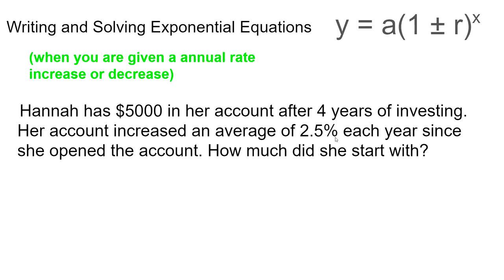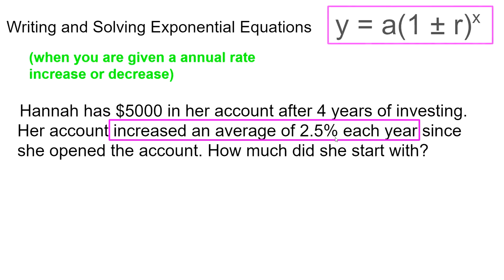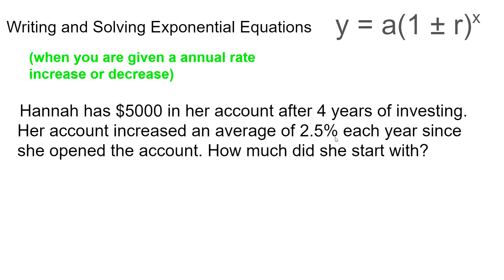How much did she start with? And see, as we're reading the problem, we need to be thinking about the pieces that they're telling us. They give us this increase of 2.5%, so that means we're definitely going to use this formula. That's how we know. And we're going to start by looking for the ending amount. Well, you'll notice that it says we had $5,000 in her account after 4 years. So this must be the ending amount.